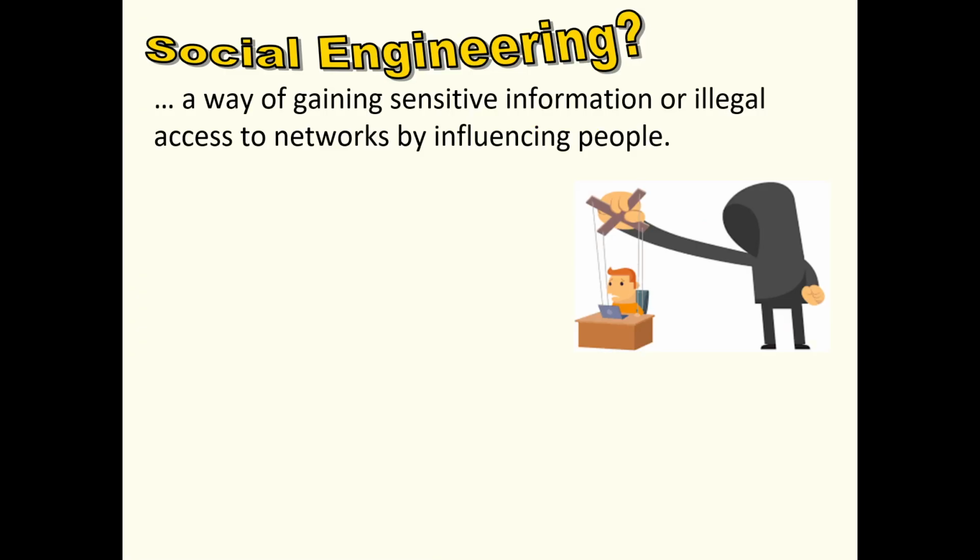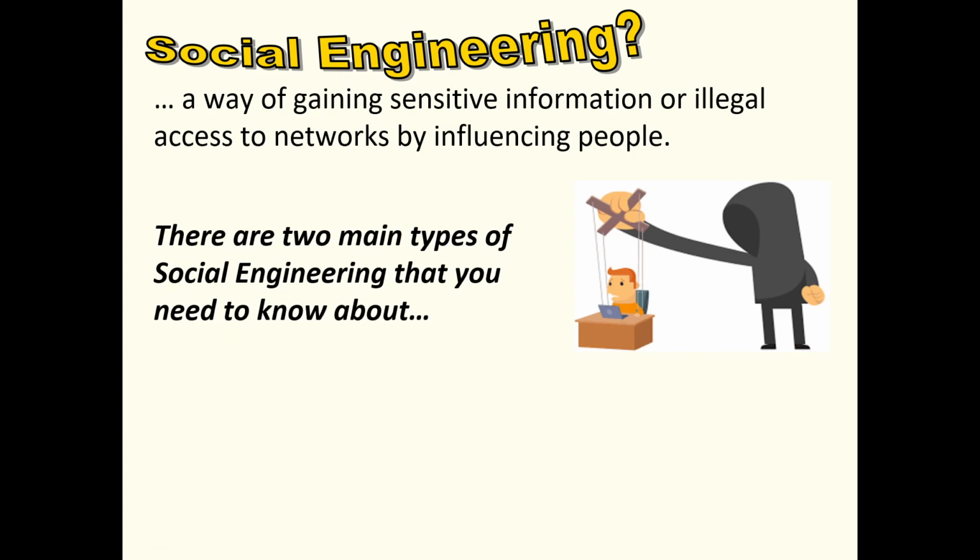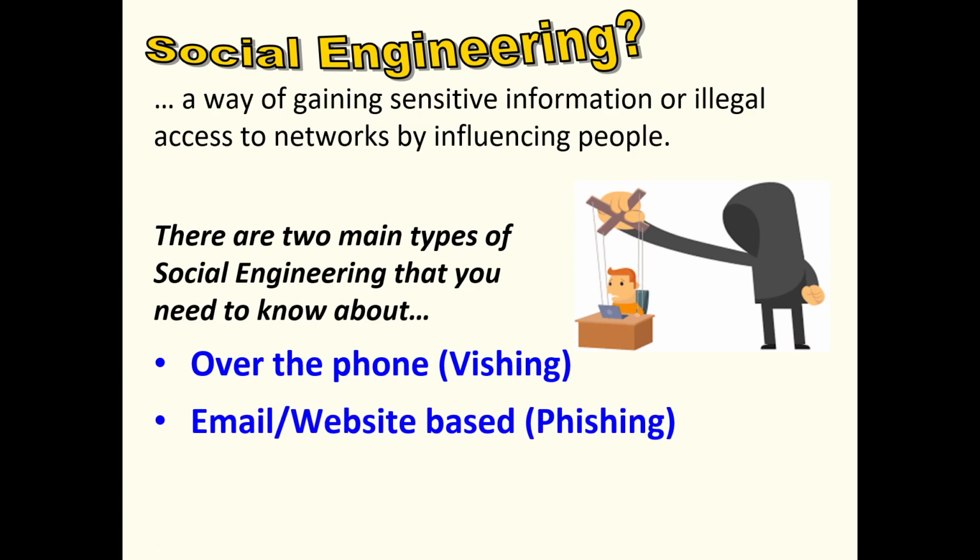Okay, let's move on. So we've got the last couple of sections to look at, then we've finished our threats. Another threat that we looked at was social engineering, a way of gaining sensitive information or illegal access by influencing people, by manipulating people, making people do things that they don't really want to do. Okay, there are two main types of social engineering that we looked at. There is over the phone using voice, which is vishing, and there is using email or website based social engineering, things like phishing, fake websites or fake email addresses.